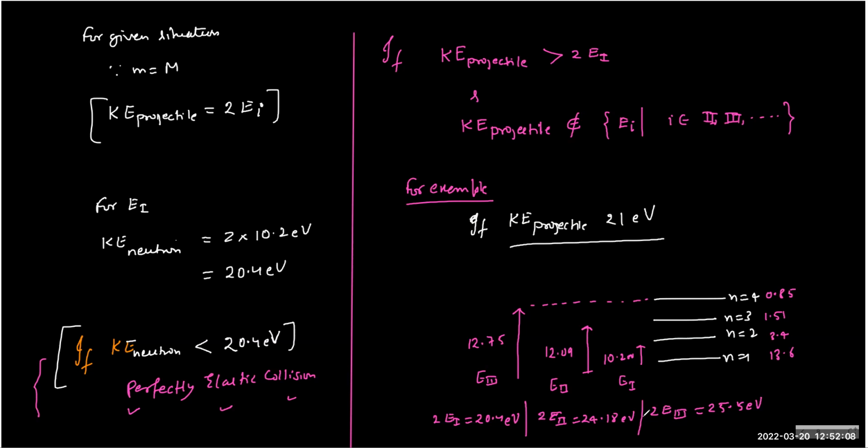So where the answer falls, more than E1 criteria, yes or no? So you can see that it is more than 20.4, but it is less than 24.18. Now what does it mean? Where the electron can go in this case? So what is the possible transition in this case? Tell me.